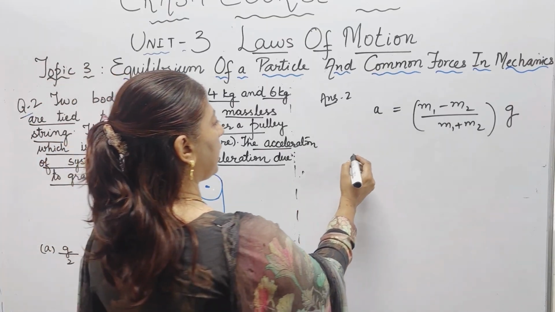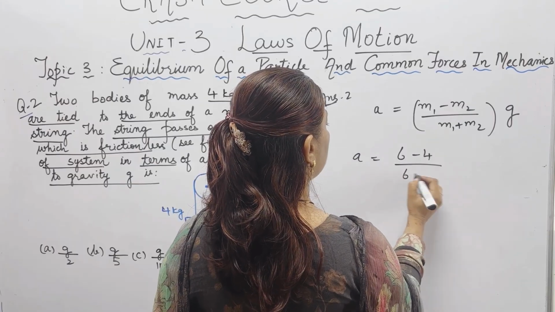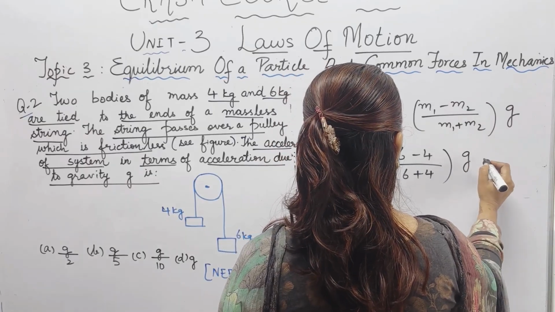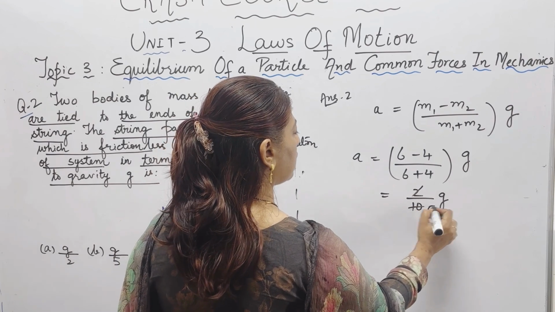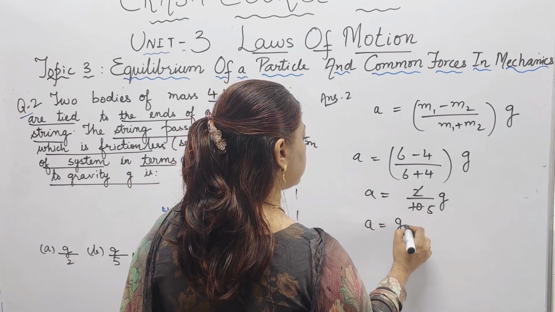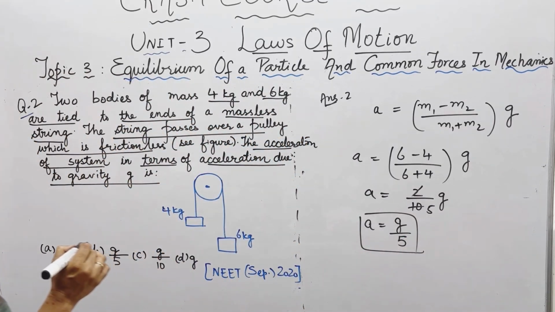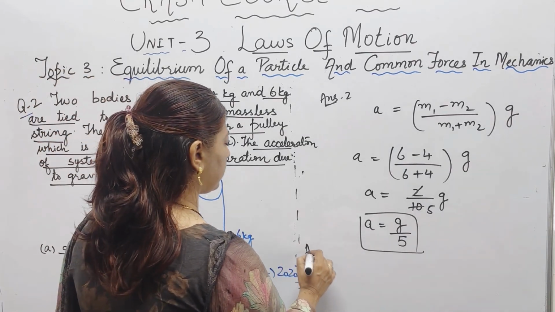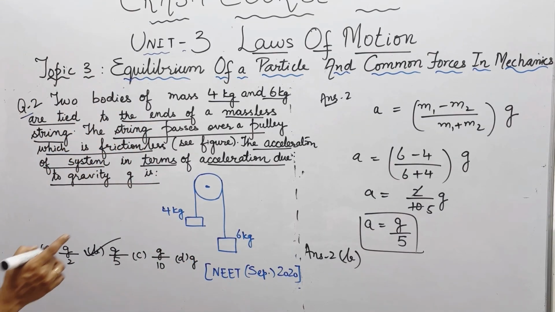तो इसको हम लोग एक्सेलरेशन इन टर्म्स ऑफ ग्रेविटी, it will be 6 minus 4 over 6 plus 4 into g, and the value is 2 by 10 g. So it is g by 5. It's a very simple question based on the formula, and option B goes with it. So the answer for the second is option B. Acceleration in terms of g should be a equal to g by 5.